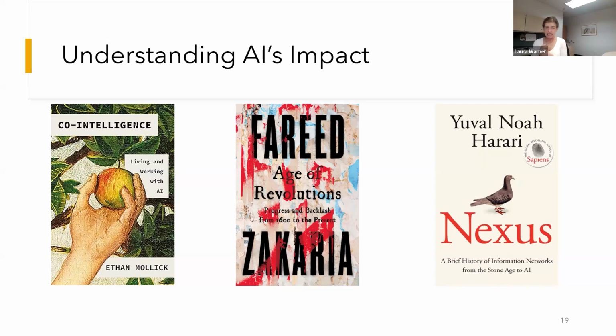And finally, Nexus. So this isn't for anyone if you're weak stomached about AI, but it looks at the history of information networks from the Stone Age to AI, of storytelling, of misinformation, of how algorithms do push content to the top, but it's not necessarily true content. It's not necessarily helpful content. It's a great book to be aware of things and what's coming.